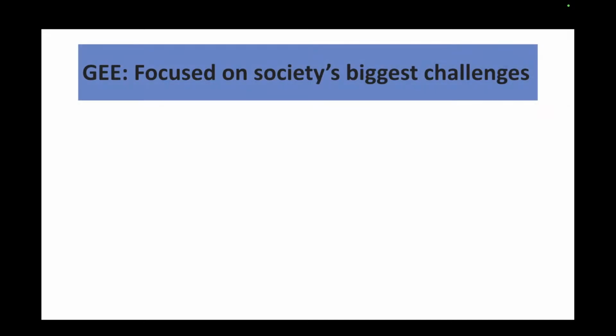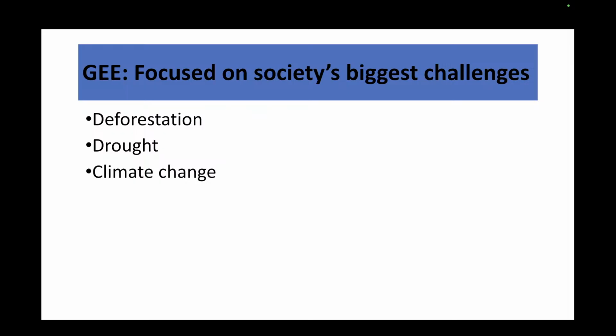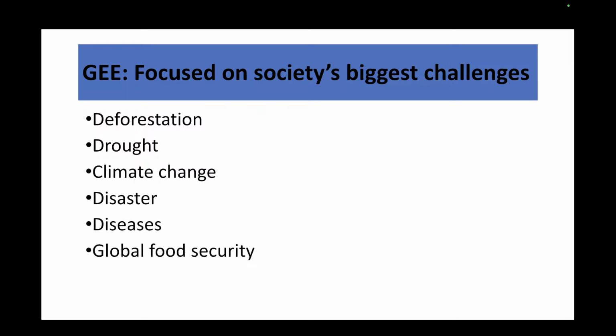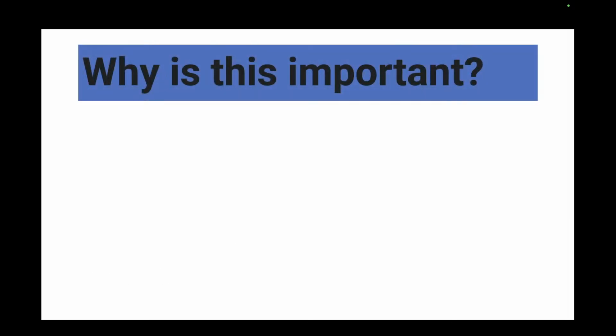It is mainly focused on society's biggest challenges such as deforestation, drought, climate change, disaster, diseases, global food security, or sustainability. So why is this important? Google Earth Engine basically is used for big geospatial analysis.